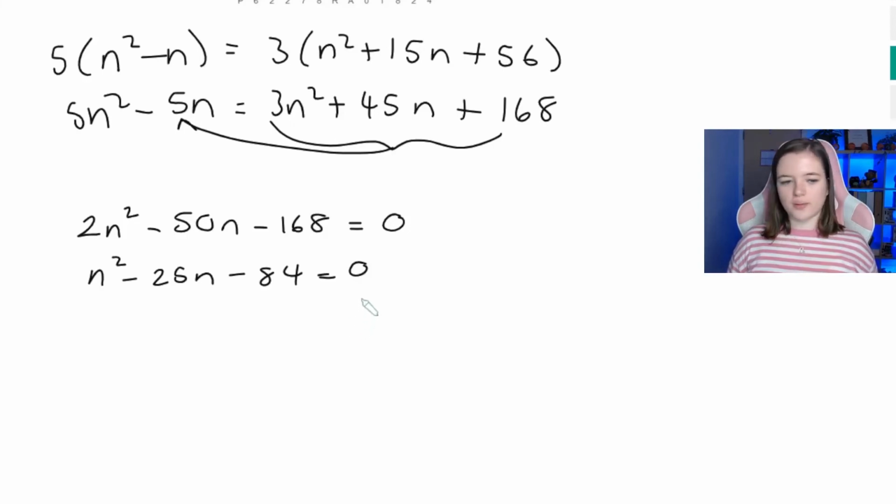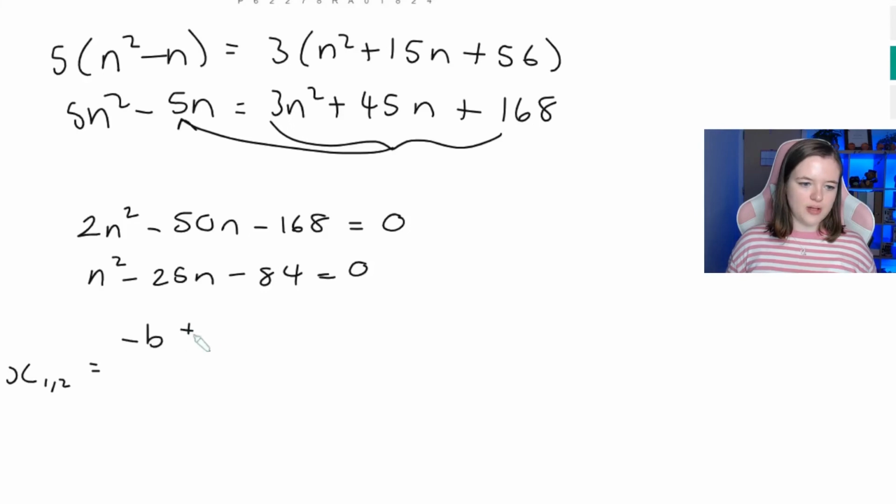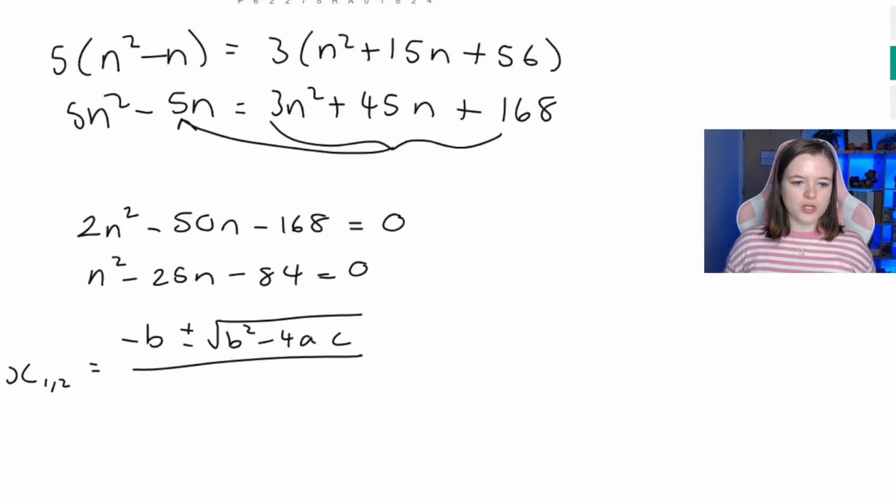I could use the formula, but I think the formula might just be more work at this point. Actually, no, it's not. Let's use the formula. Might as well. So the formula, as you may recall, is x1,2 equals minus b plus or minus the square root of b squared minus 4ac, all over 2a.